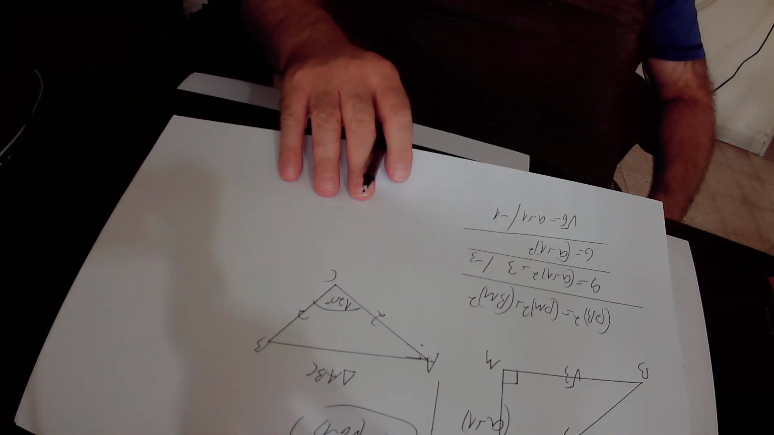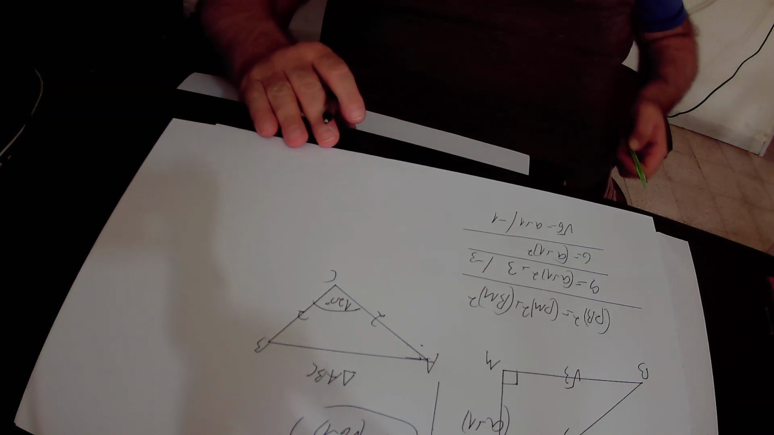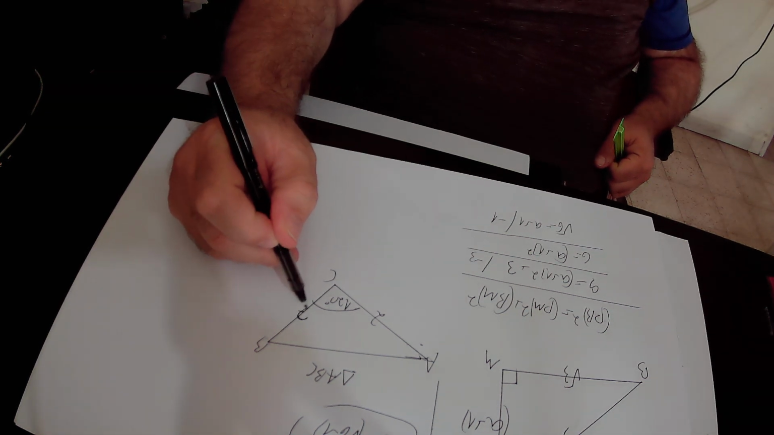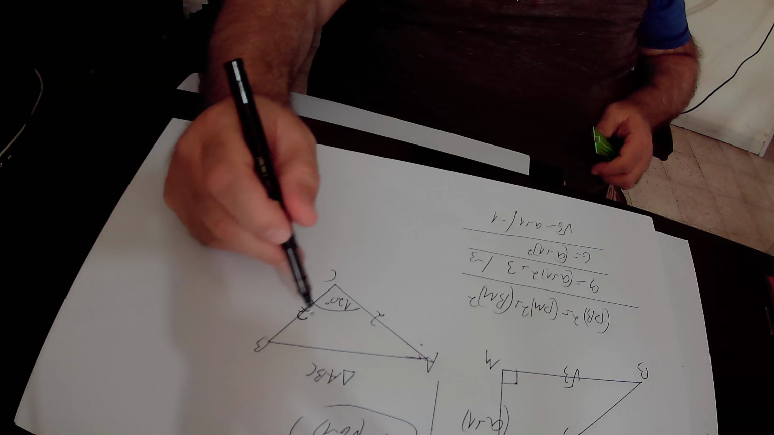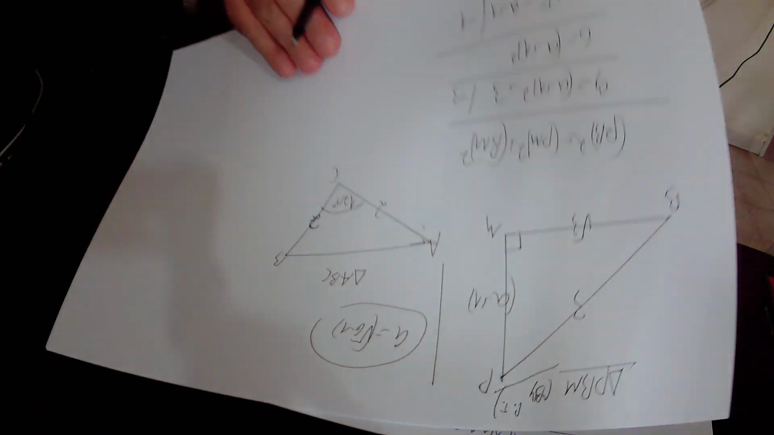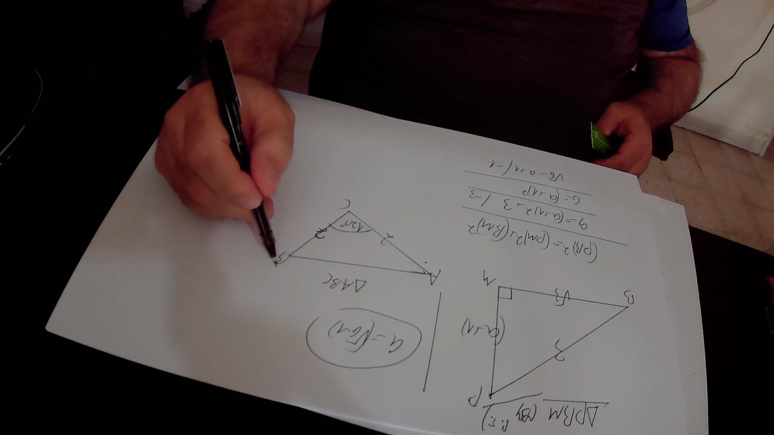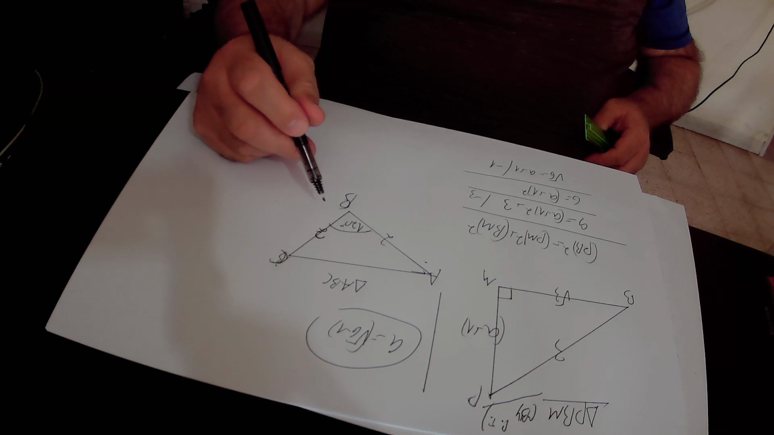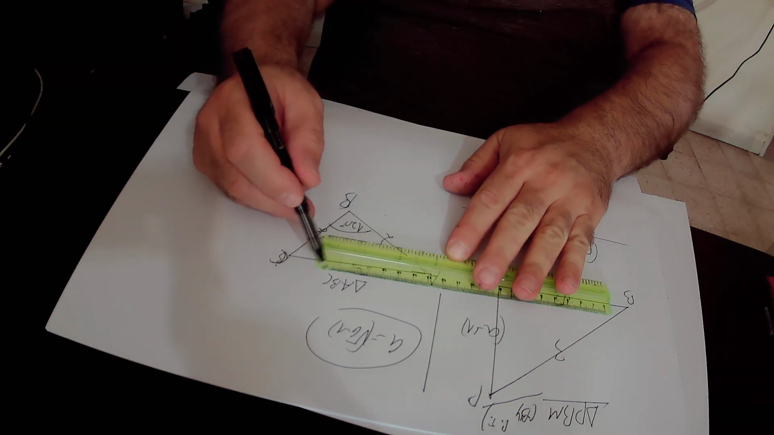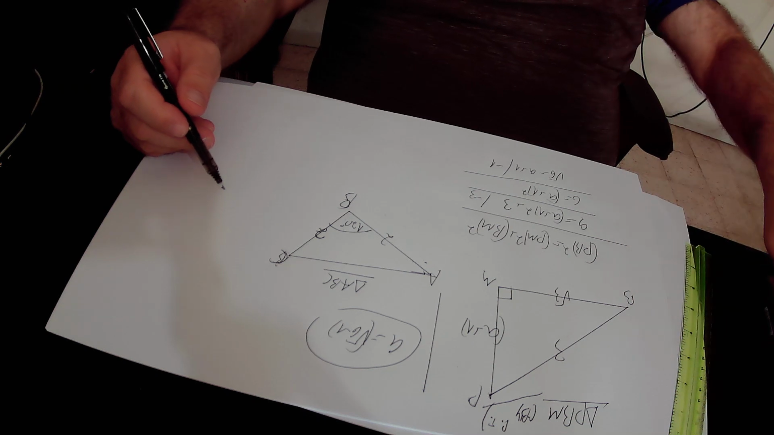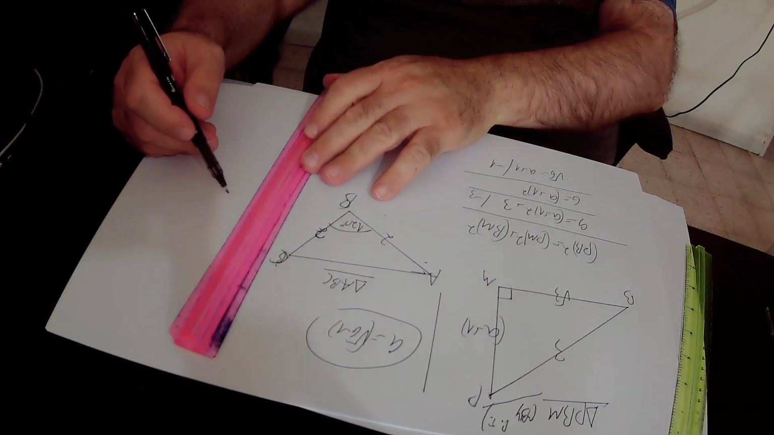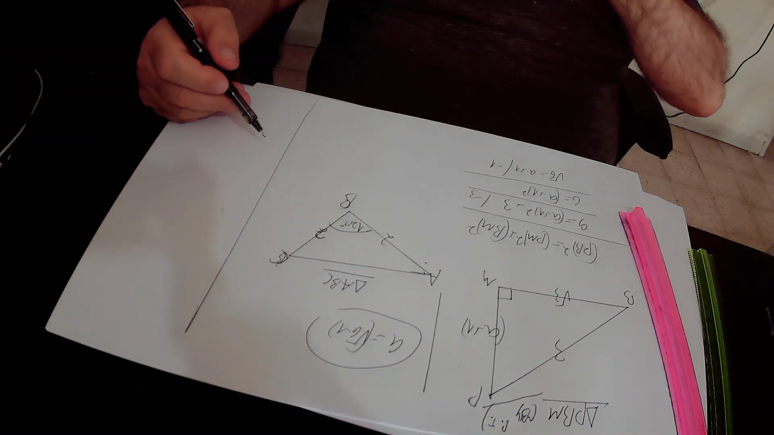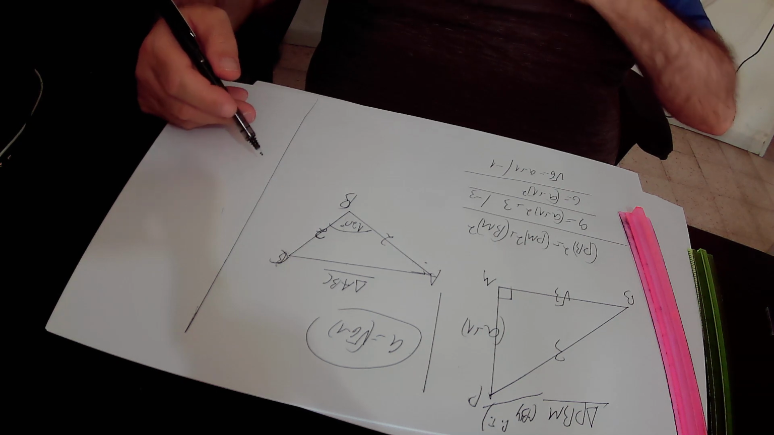So this is actually triangle ABC that I copied from the original drawing. Side AB equals 2 units, side BC equals 2 units, and the missing side is side AC. Angle ABC equals 120 degrees, and the missing side is side AC. We find out the value of AC according to the law of cosines.